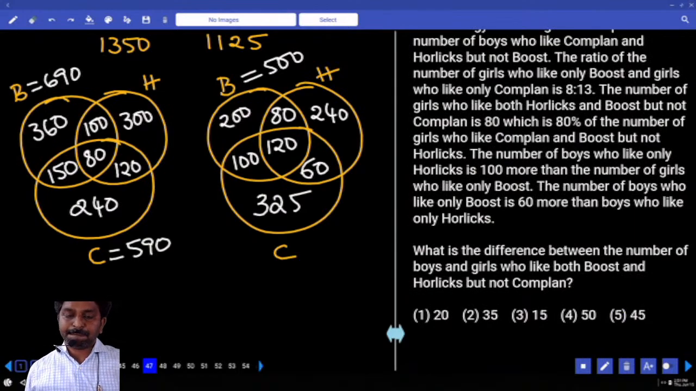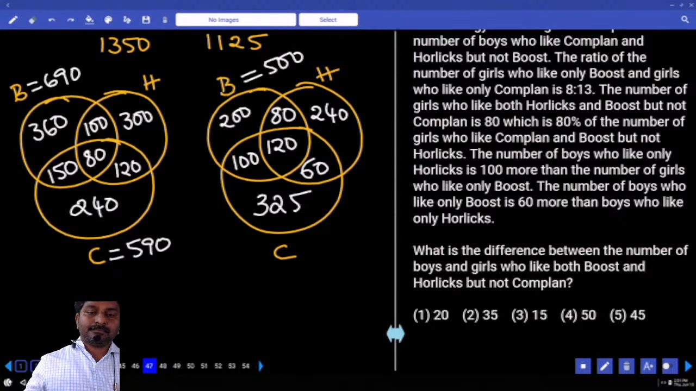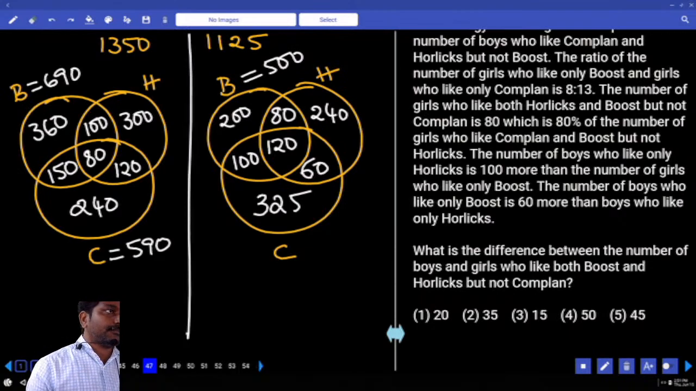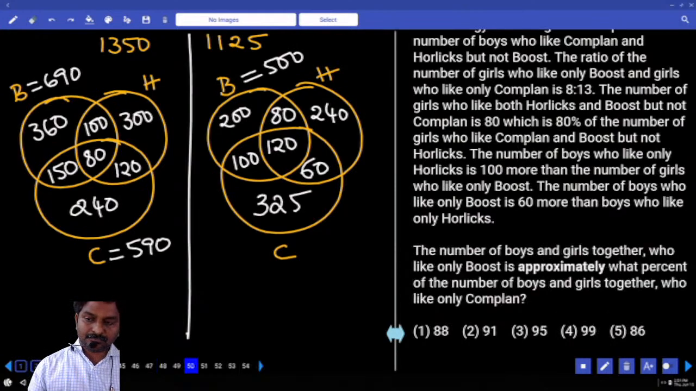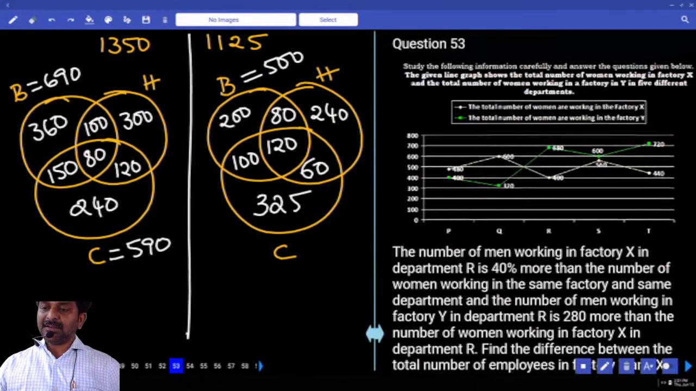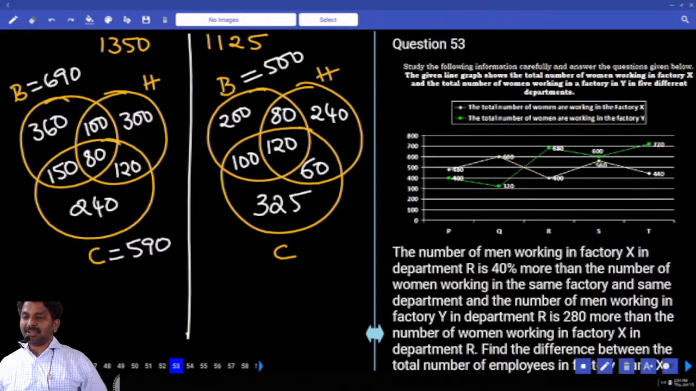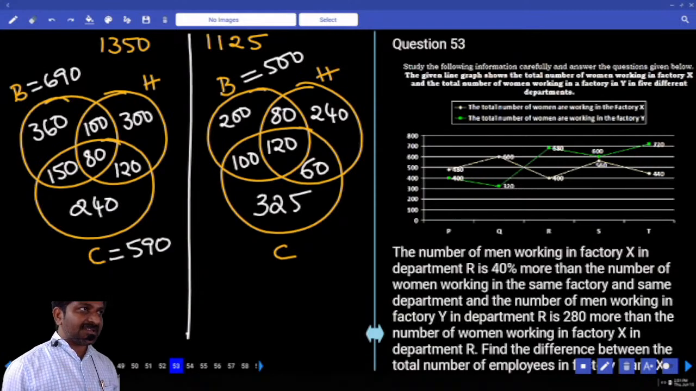Every value is there. I hope you can answer all the questions. Done. Next set. Total number of women working in factory X, total number of women working in factory Y. You want me to discuss? Sure. Should be an easy one, right?